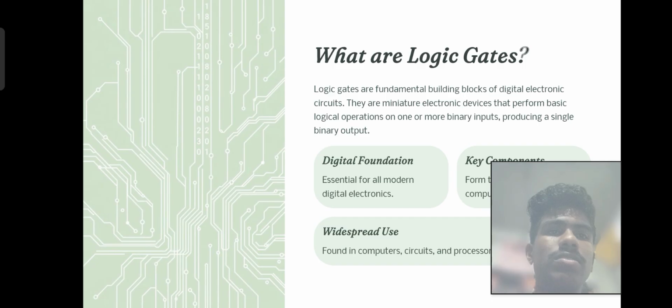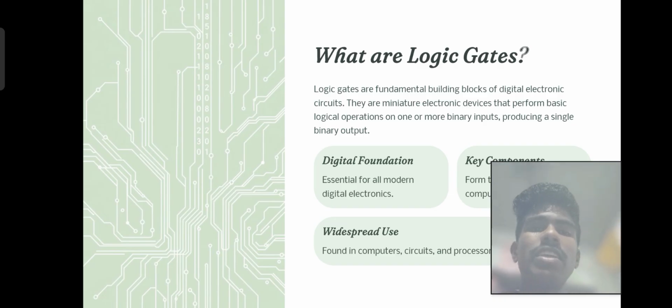What are logic gates? Logic gates are fundamental building blocks of digital electronic circuits. They are miniature electronic devices that perform basic logical operations on one or more binary inputs, producing a single binary output. The name logic gate is derived from the ability of such a device to make decisions, in the sense that it produces one output level when some combinations of input levels are present and a different output level when other combinations of input levels are present.